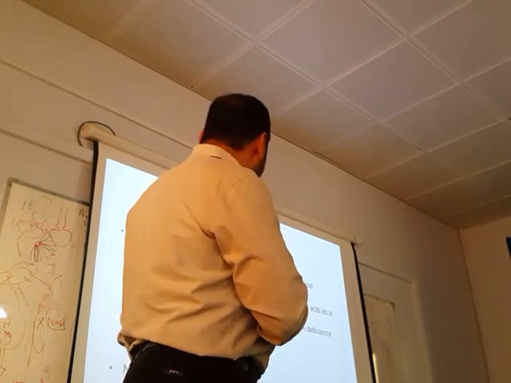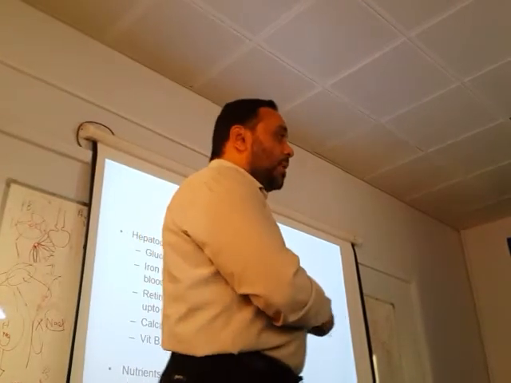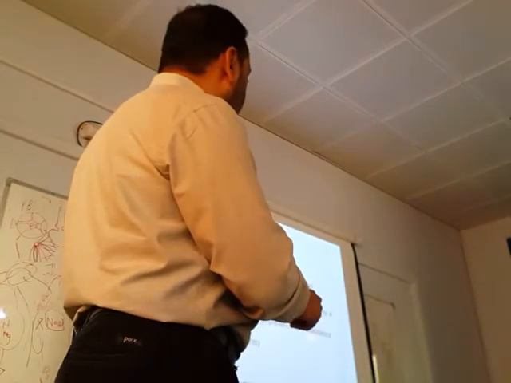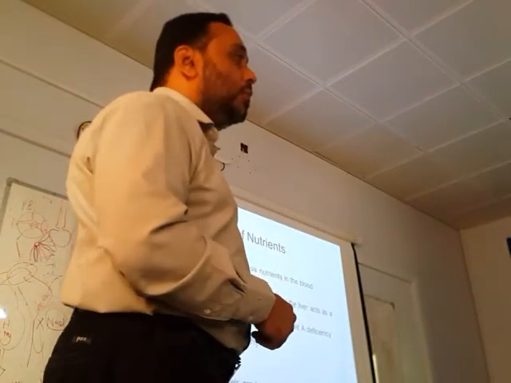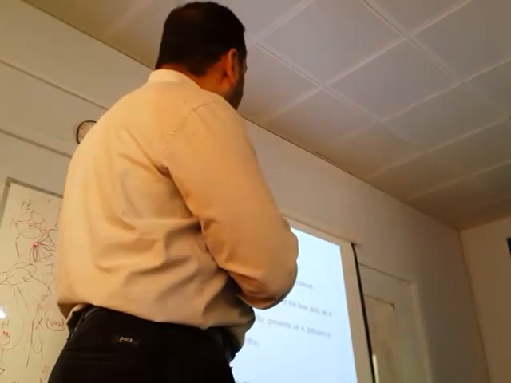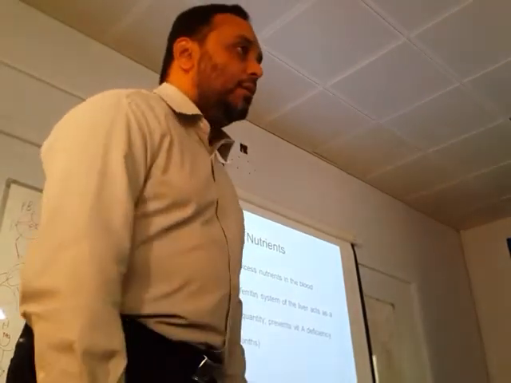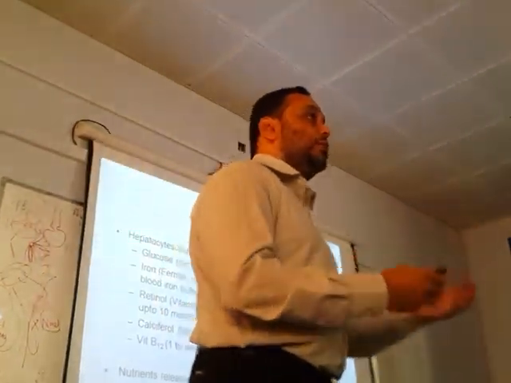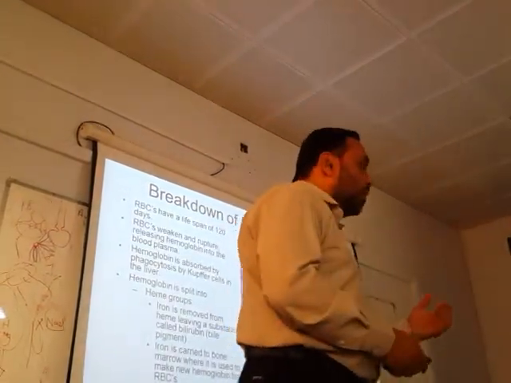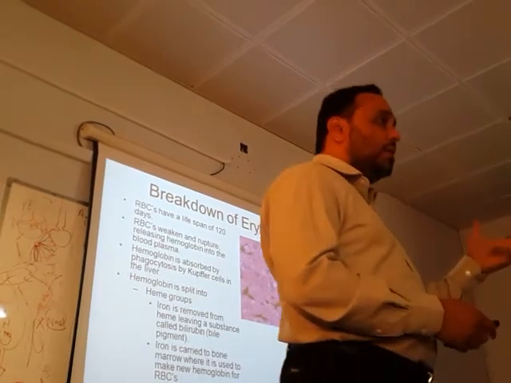For vitamin D3, 3 to 4 months. For retinol, which is vitamin A, it is the greatest quantity that is stored, and it prevents vitamin A deficiency for almost 1 year, up to 10 months. And iron, as you know, the ferritin acts as a blood iron buffer. So basically it acts like a storage. Storage of what? Vitamin, glucose, iron, vitamin B12, vitamin D. Isn't it?